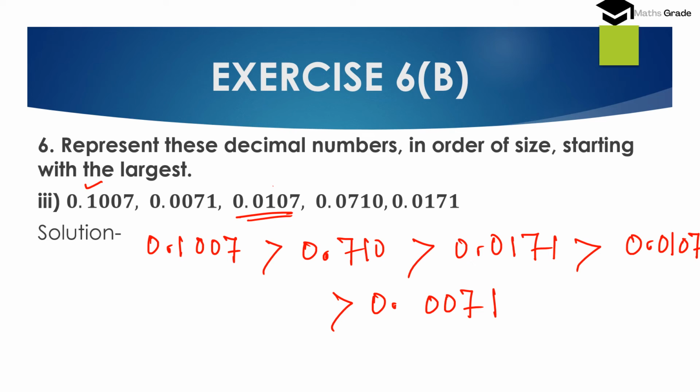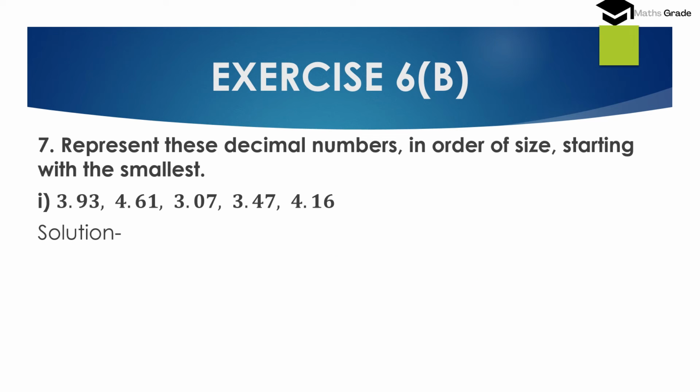So 0.1007 is the largest decimal and 0.0071 is the smallest decimal. Now question number 7. Represent these decimal numbers in order of size starting with the smallest. So first, starting with the smallest decimal, we have to arrange the decimals from the smallest to the largest decimal. First bit. The decimals are 3.93, 4.61, 3.07, 3.47 and 4.16.